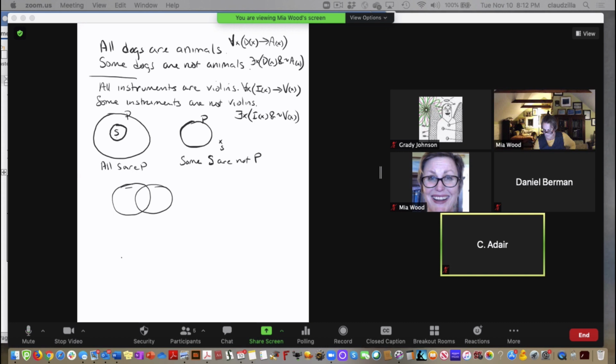When I shade the area of S outside of P, the area of S outside of P is basically a no man's land. There can't be any S's there at all. So whatever S's there may be, they're all dumped into the area of overlap.